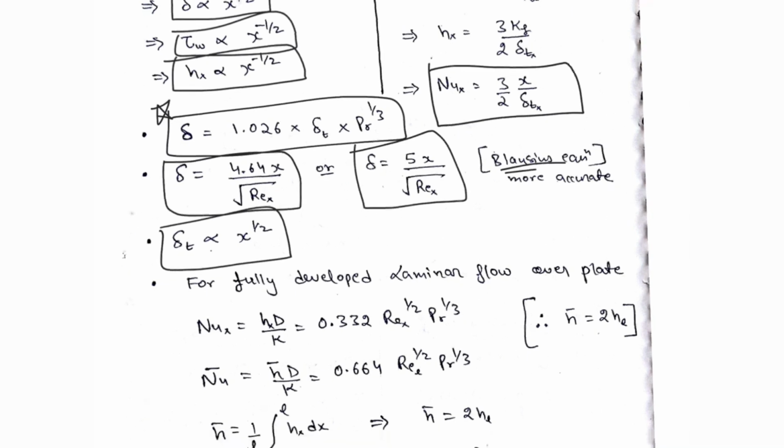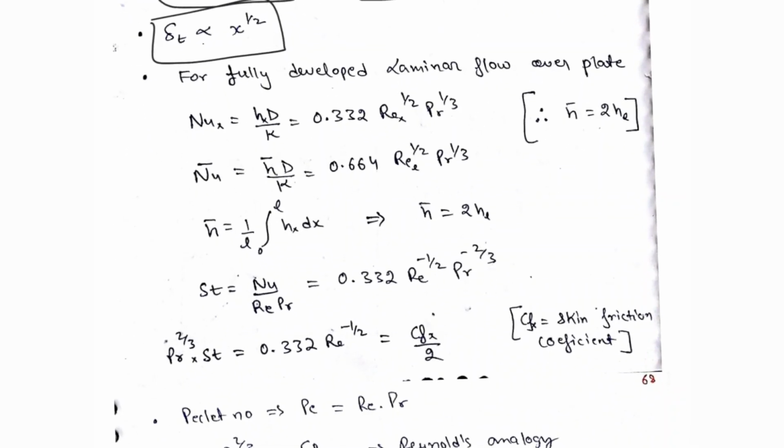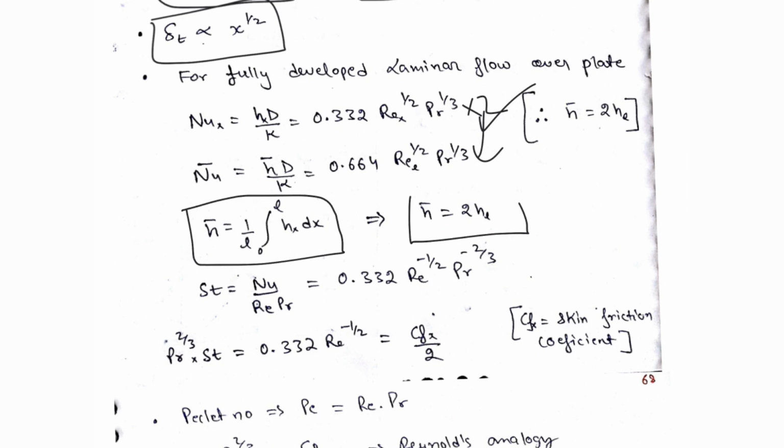For a fully developed laminar flow over a flat plate, Nusselt number is 0.332 into Re power 1 by 2 into Pr power 1 by 3. And if you are talking about the average value of Nusselt number, just multiply this with 2, you will get this. If you want the average convective heat transfer coefficient h bar, the formula is 1 by L into integral 0 to L hx dx. And we have seen that h bar is equal to 2 times hL, and Stanton number can be written as Nusselt number upon Re into Pr. This is the formula for Stanton number.